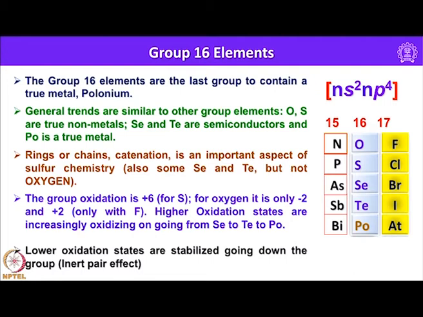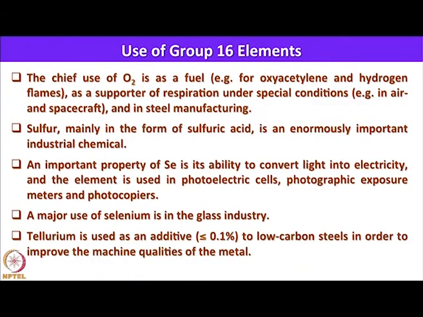The important use of oxygen is as a fuel for oxyacetylene and hydrogen flames, as a supporter of respiration under special conditions, and in steel manufacturing. Sulfur is used mainly in the form of sulfuric acid. An important property of selenium is its ability to convert light into electricity, and the element is used in photoelectric cells, photographic exposure meters and photocopiers. A major use of selenium also is in the glass industry.